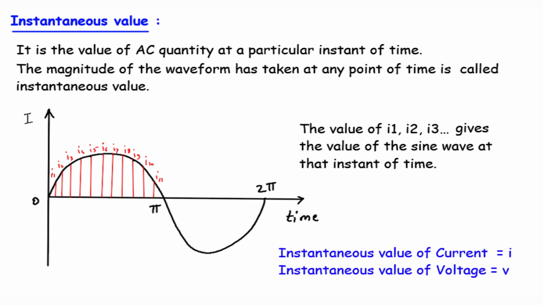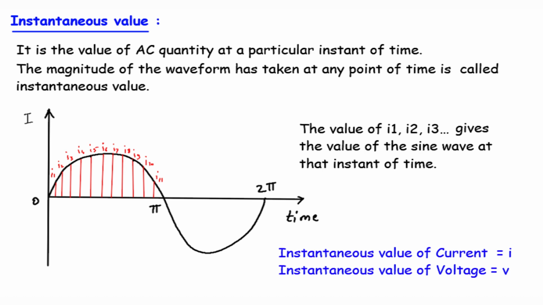So, when we say AC quantity, we're talking about an electrical property like current or voltage that is part of this ever-changing, alternating system. The second part is at a particular instant of time. This is our pause button moment. Because the AC quantity is always changing, its value is never the same from one moment to the next. So, to talk about its value meaningfully, we have to pick a single, tiny, frozen slice of time and ask, what is the value right now? That right now is the instant.